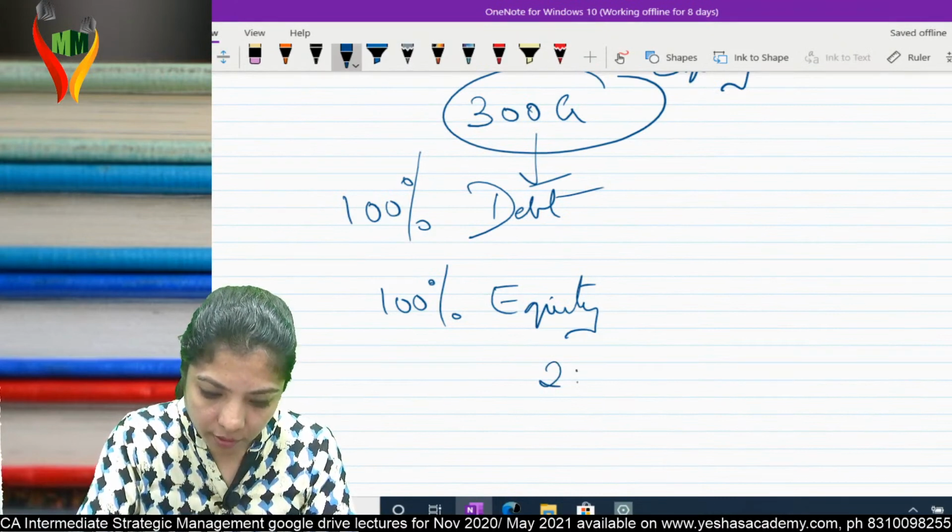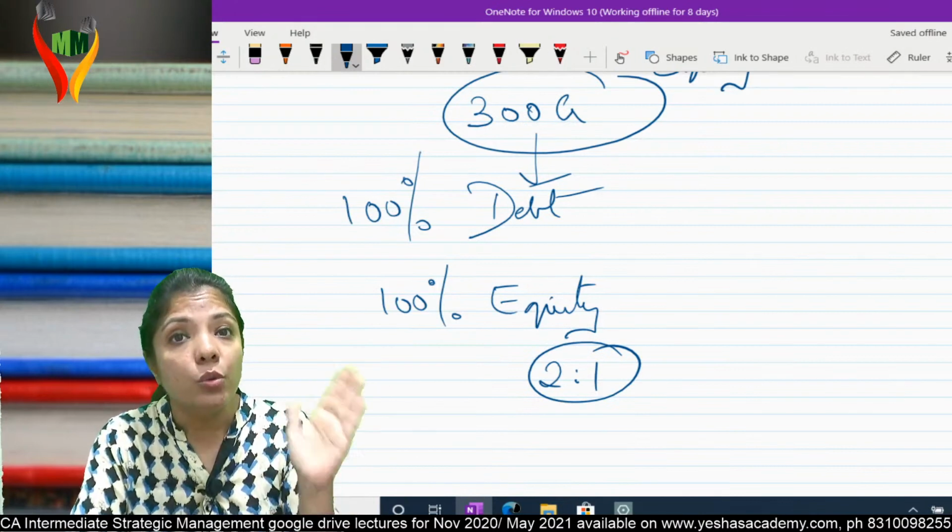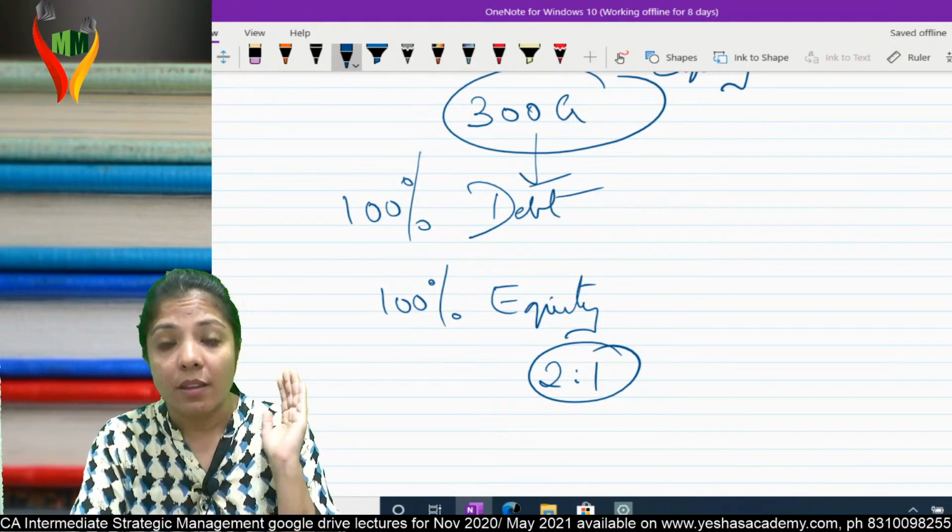Ideally, the ratio is 2 is to 1. 2 debt and 1 equity. Am I clear?